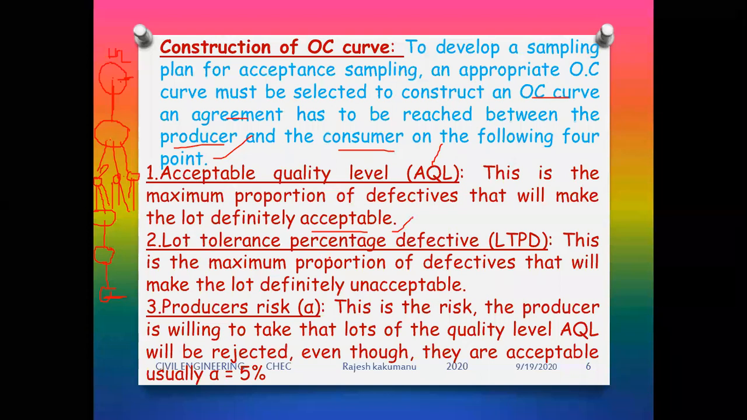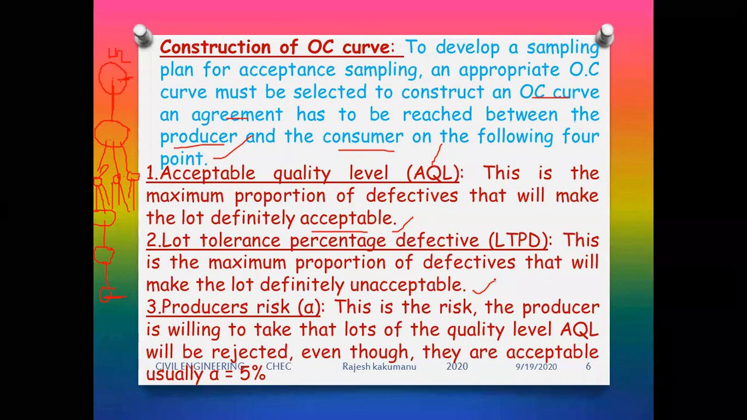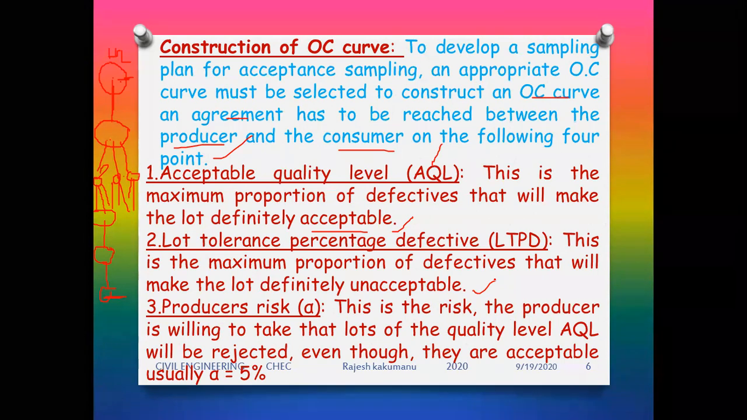Next, lot tolerance percentage defective, LTPD. This is the maximum proportion of defectives that will make a lot definitely unacceptable. So whenever the percentage of defectives reaches the maximum defective proportion, then we can say it is an unacceptable order or unacceptable lot. Next, third one is producer's risk.